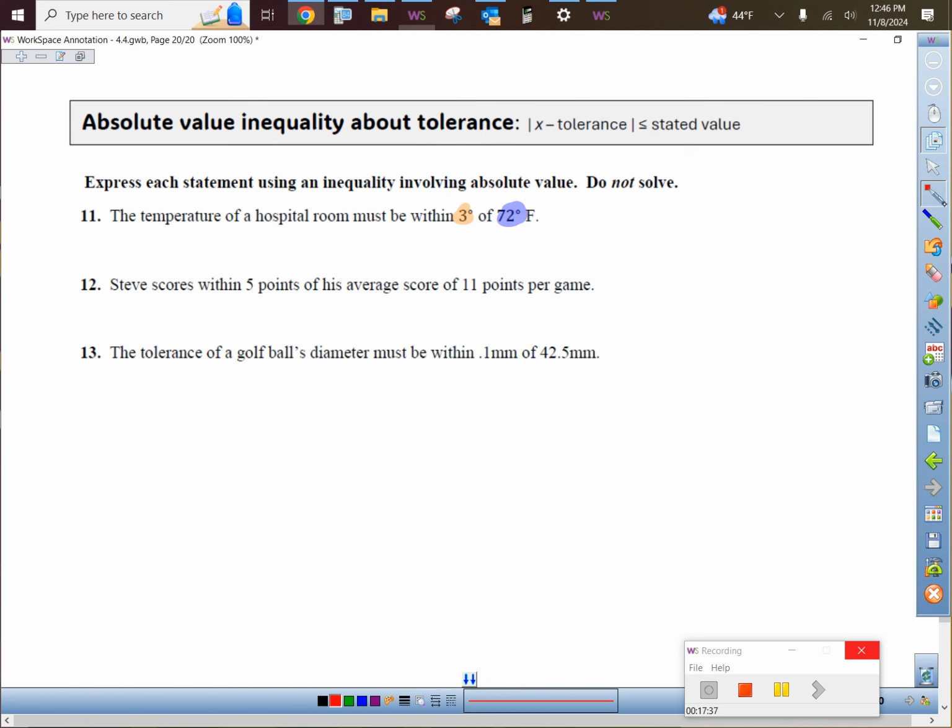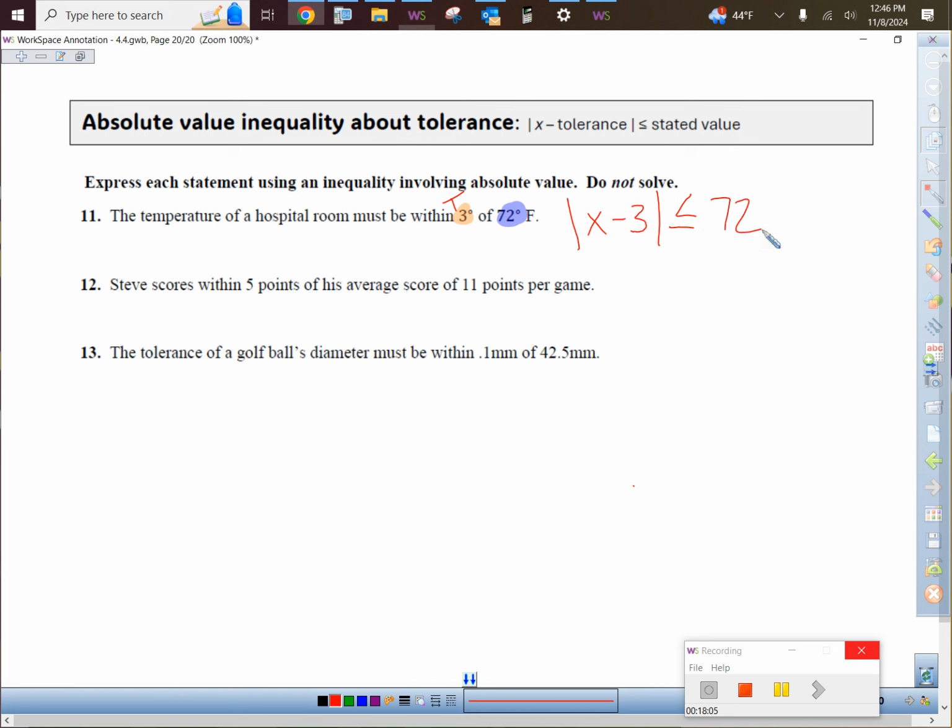Some people like to put a T above that when they're doing homework. They're like, there's the tolerance. And I have given you the equation that we're going to follow. All of these tolerance scenarios will always be this. The absolute value of x, x is just the allowed temperature, minus your tolerance, in this case that is 3, less than or equal to some sort of stated value. Would you believe that the hospital has put in place that they have stated it must be 72 degrees, right? You know, it's got to be 72 degrees.